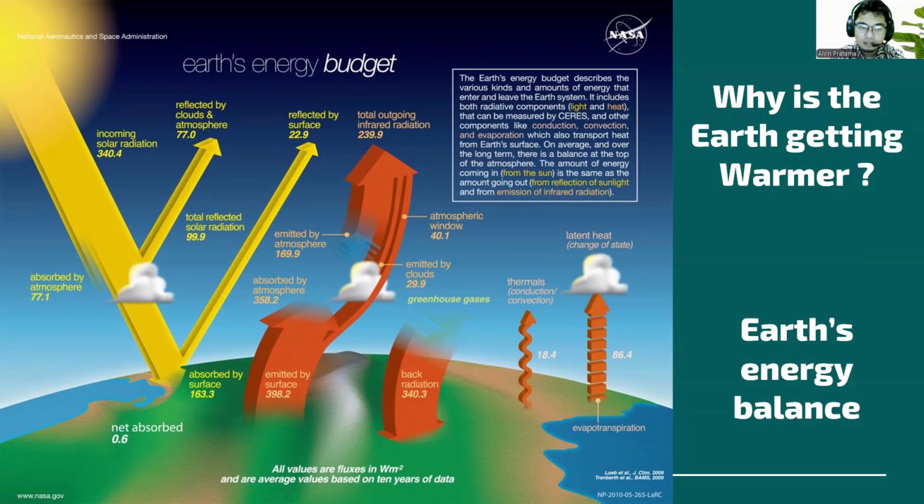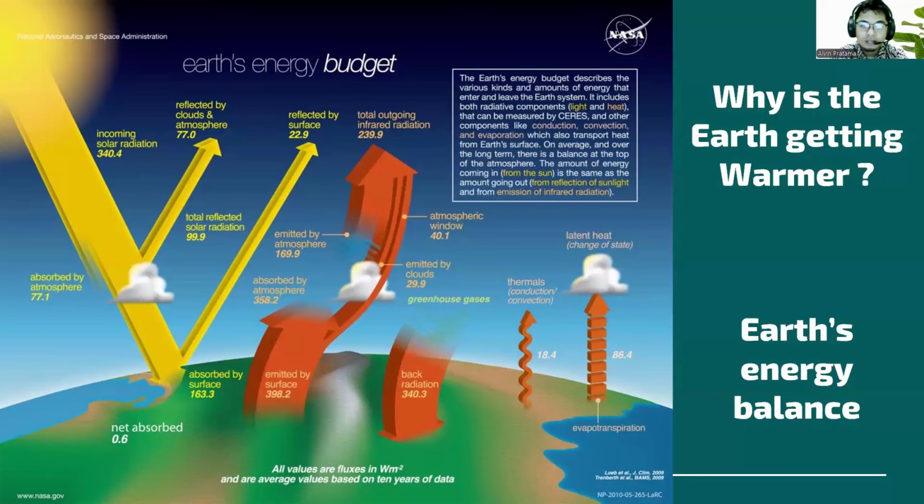According to the diagram you can see in the slides, the total incoming solar radiation reaching the planet is approximately 340 watts per square meter. However, not all of this energy is absorbed by the Earth system. A portion, about 77 watts per square meter, is reflected by the clouds and the atmosphere, and about 22 watts per square meter is reflected by the Earth's surface.